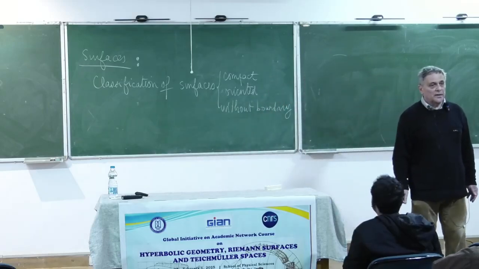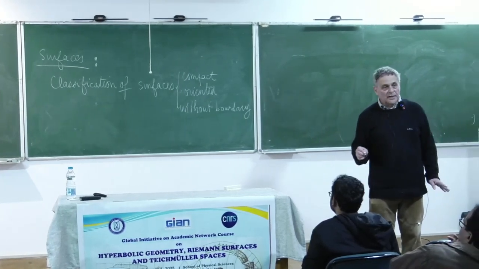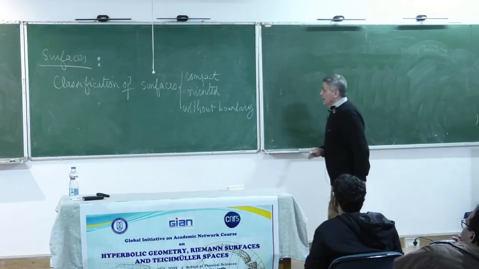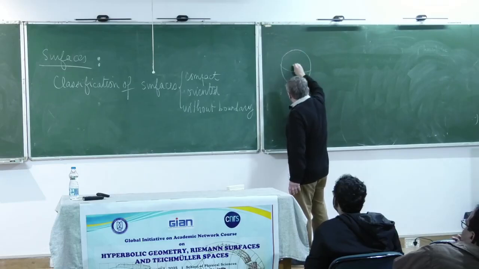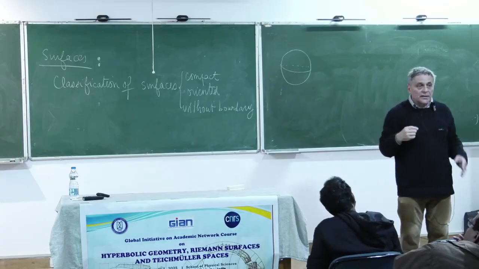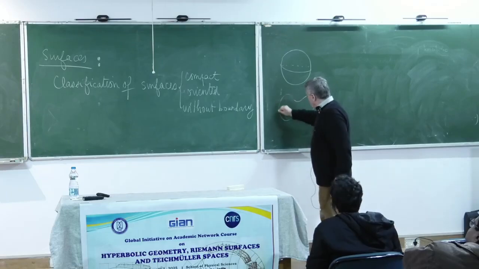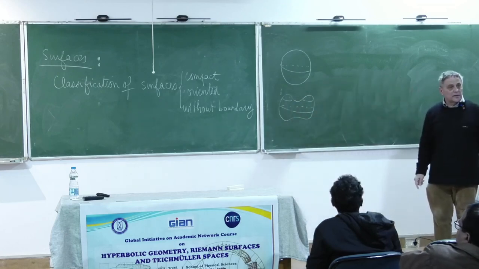Who knows the classification? Who does not know the classification? Okay, so I will tell you just a few things about it. You don't need to know a lot about this. I will make some pictures. This is topological, right? The sphere here is not equipped with any metric. It's not the spherical metric. This is also the sphere. It's the same surface topologically, okay?